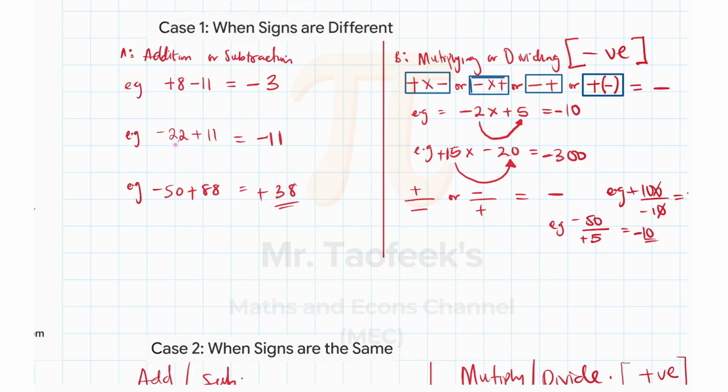The same thing here. I want to do minus 22 plus 11. Ignore the signs. Do 22 minus 11. That is 11. Then which sign is attached to the bigger number? Negative is attached to the bigger number. My answer is going to be negative, and so on and so forth.